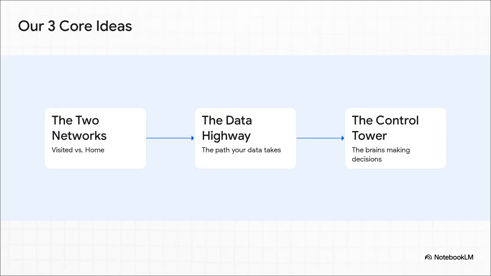To keep this simple, we're going to break this whole thing down into just 3 core ideas. First, those 2 networks we just talked about. Second, we're going to trace what I call the data highway. That's the actual path your internet data takes. And finally, we'll head up to the control tower, the brains of the whole operation that makes all the decisions.